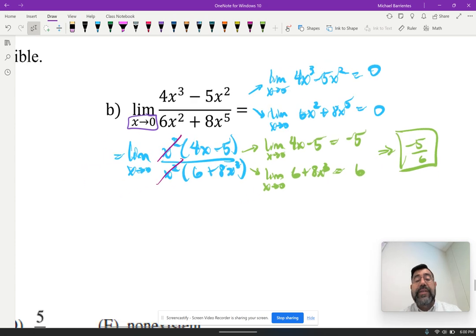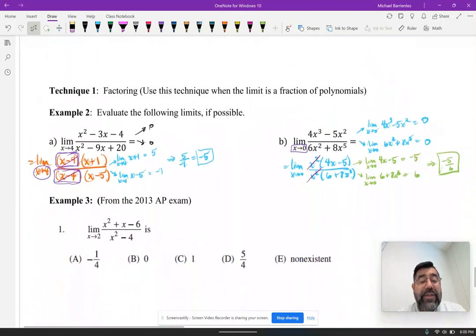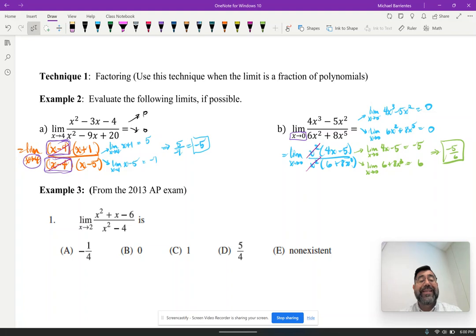So the moral of the story is if you get a 0 over 0, that's an indeterminate form. One way to solve it is to try a technique called factoring and just factor it out and reduce, and whatever's left over, try the limit again. And if you get an answer, that's the actual limit.